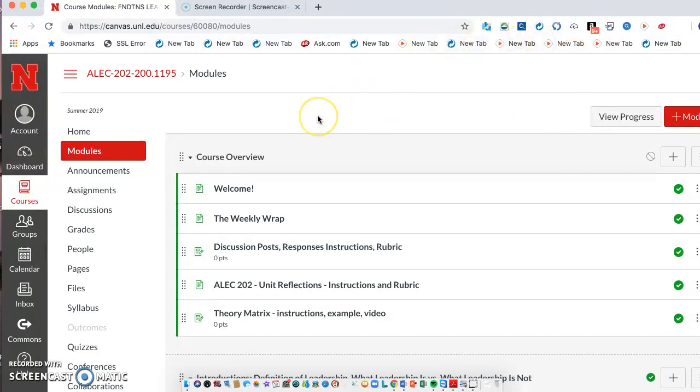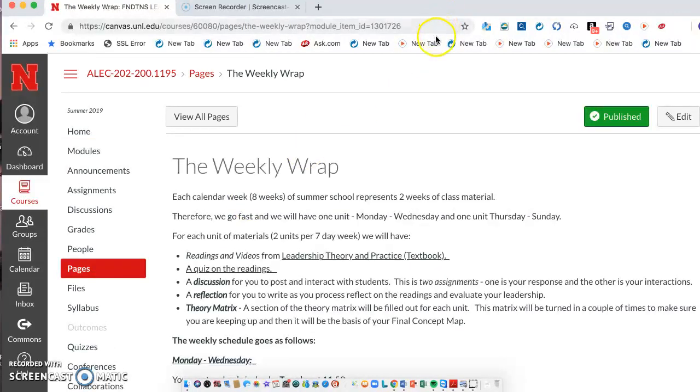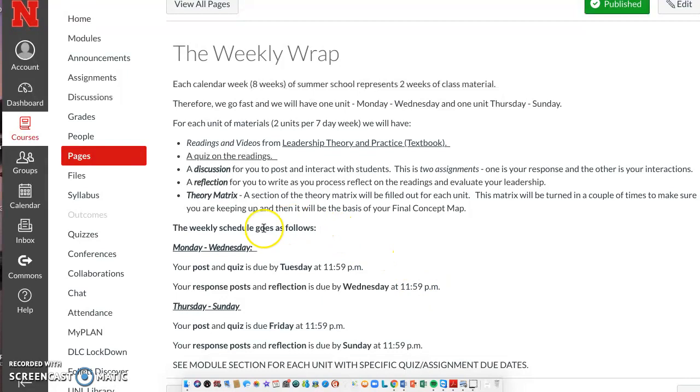So I'm going to hop over to modules on Canvas, and you can see if you click on the module page, here's the course overview. There is a welcome to the course. There's a weekly wrap, which I will click on here. This gives you a weekly schedule. Now, there's 8 weeks, but there's actually 16 units. So we will do 2 units per week. And here's the schedule Monday through Wednesday and Thursday through Sunday. And you can see, again, the quiz and your first post will be due Tuesday, then your response post and reflection Wednesday. Same here, post and quiz Friday, and then your response post and reflection Sunday.